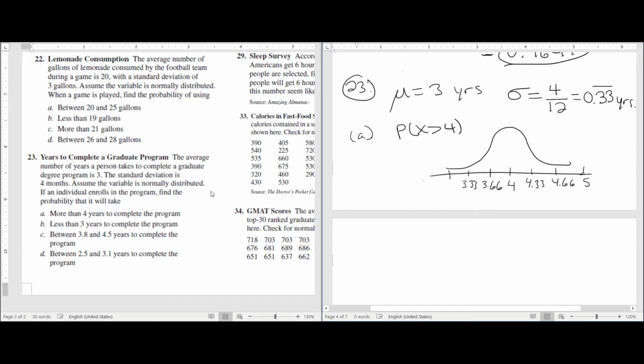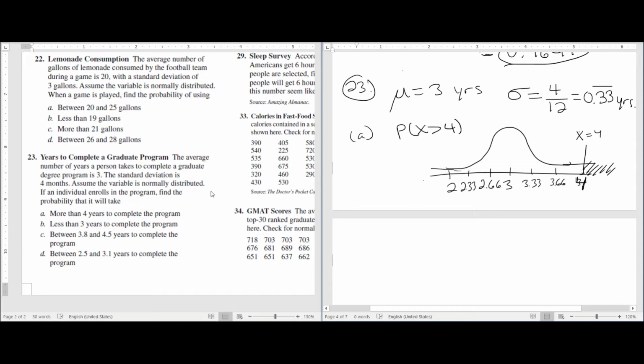Oops, sorry. The mu is 3. My bad. So this is going to be 3.33, 3.66, 4 years here. And then this will be 2.66, 2.33, and about 2 years. Okay? All right. So now we've got the graph. We want x greater than 4. So we want here, and that's my x equals 4. We want greater than that, so that's to the right.